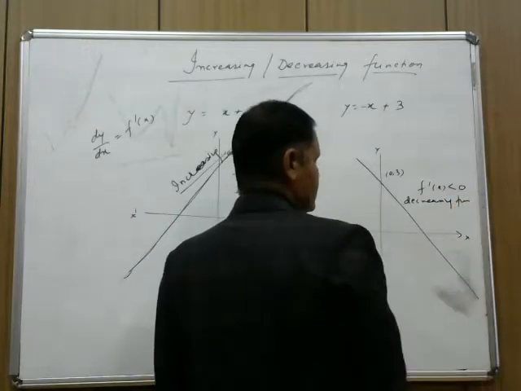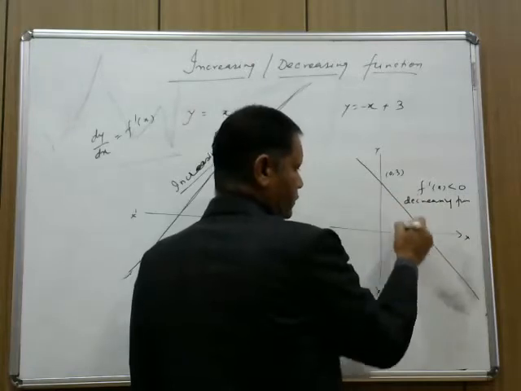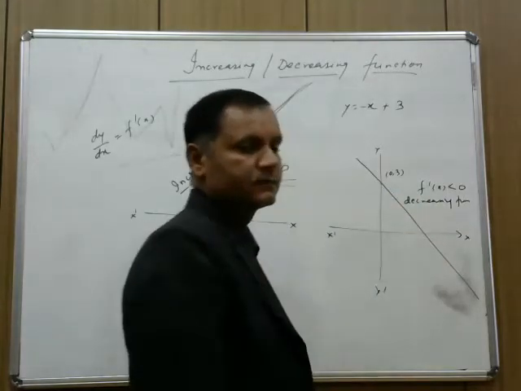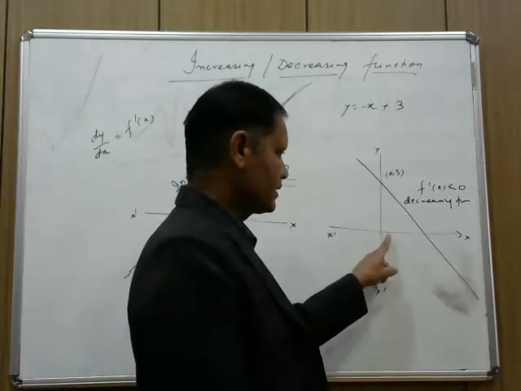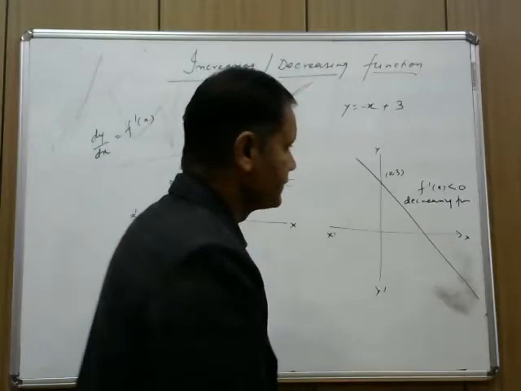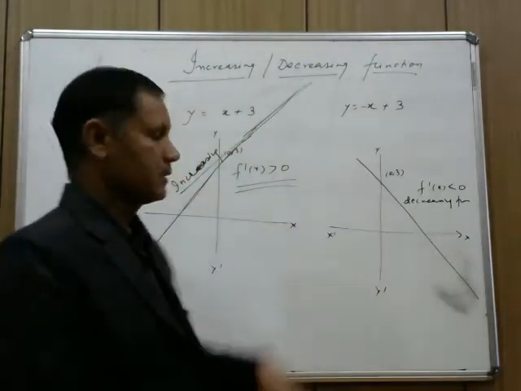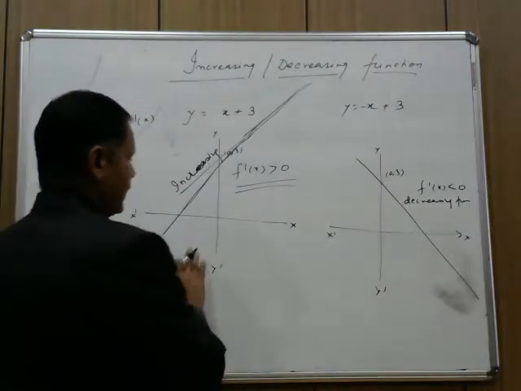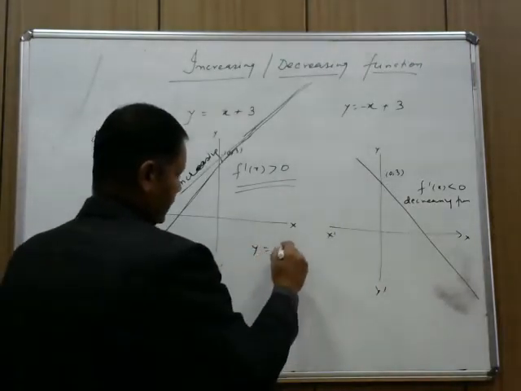Decreasing means that if the value of x increases, the value of y decreases. In other words, when the value of x keeps on increasing, the value of y keeps on decreasing. That's why this is an increasing function and this is a decreasing function. Let us see now the graph of y is equal to sin x.